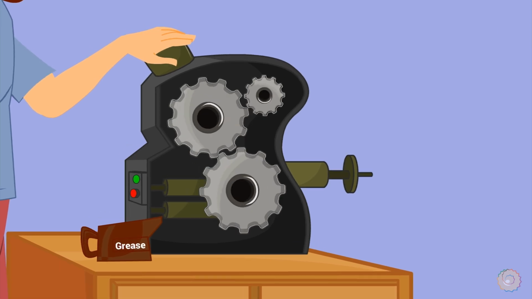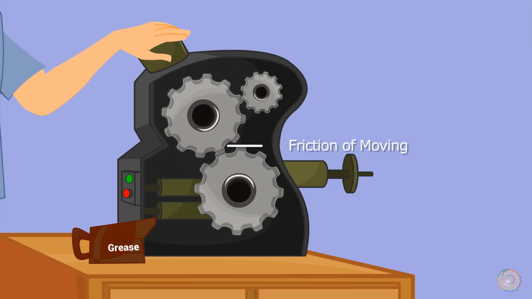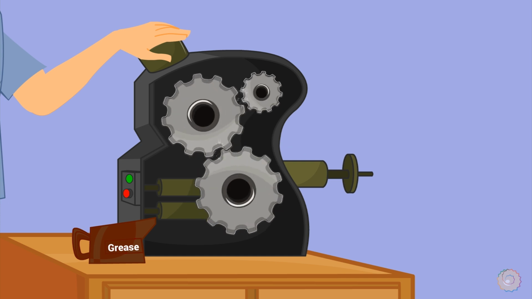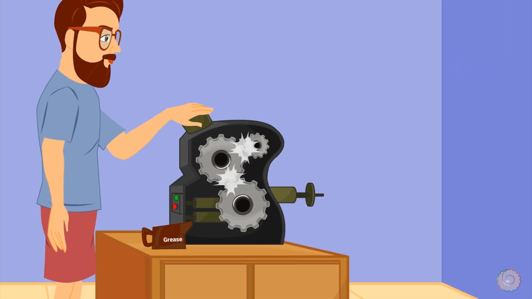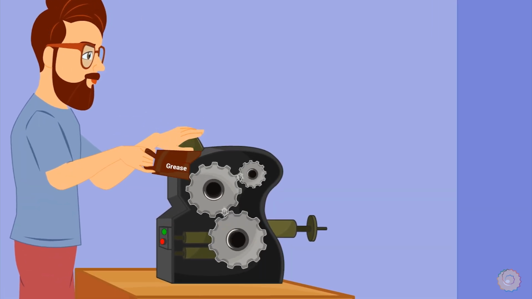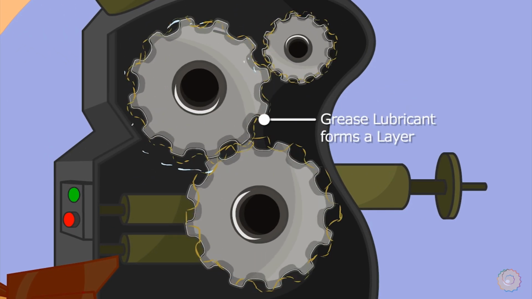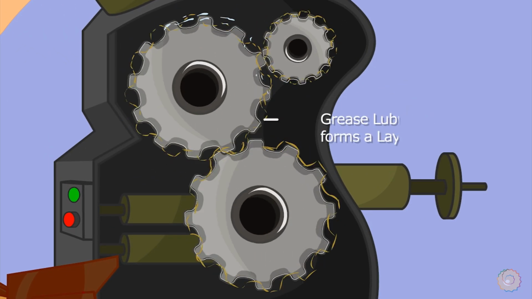Now in most cases, moving machine parts rub against each other, and due to friction, it causes wear and tear to the parts. The rubbing also produces heat energy which gets wasted. To avoid this, we use grease lubricants that form a thin layer between the moving parts, and hence the interlocking of irregularities on both the parts is avoided. This allows the smooth movement of the parts in motion.